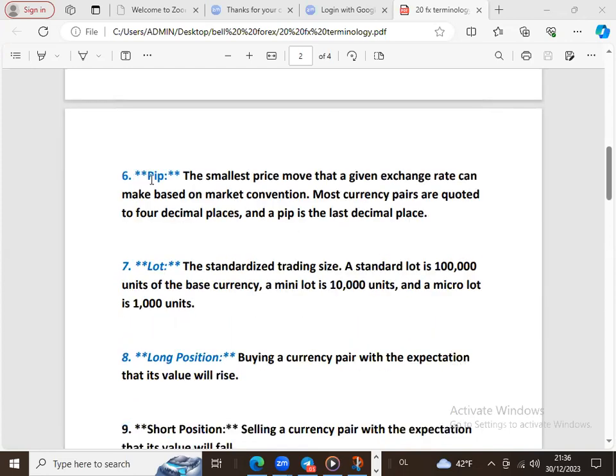So the next thing is the pip. So what is a pip? The pip is the smallest price movement that a given exchange rate can make. So the pip is the smallest distance covered by price. We are going to learn about it. So we say the market has moved 10 pips, the market has moved 20 pips. Like when you move from Douala to Bamenda or from Douala to Yaoundé, the distance will be measured in meters. But if price moves, it will be measured in pips.